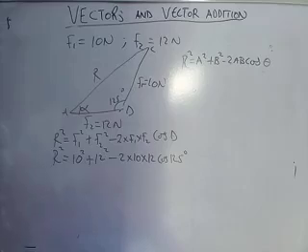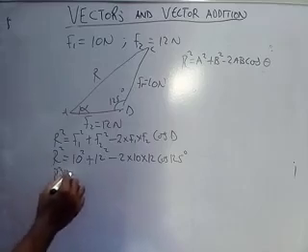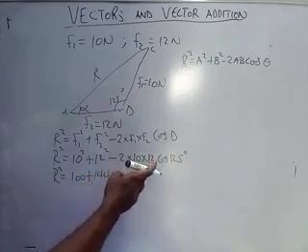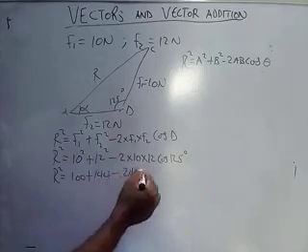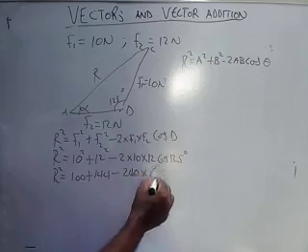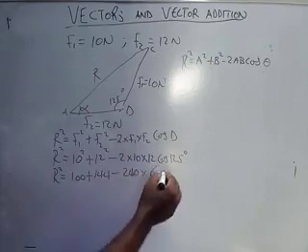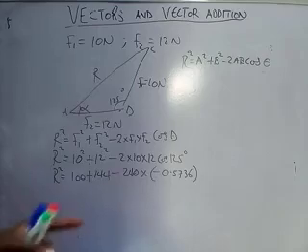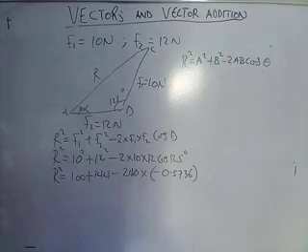So what are we getting from here? R squared gives us 100 plus the square of 12, which is 144, minus 2 times 10 times 12, which is 240, times cos 125. Cos 125 is the negative of cos 55. If you go to a formula table, cos 55 is approximately 0.5736. Cosine 125 falls in the second quadrant, and I'll still touch that in maths. In the second quadrant only sine is positive; cosine and tangent are both negative.